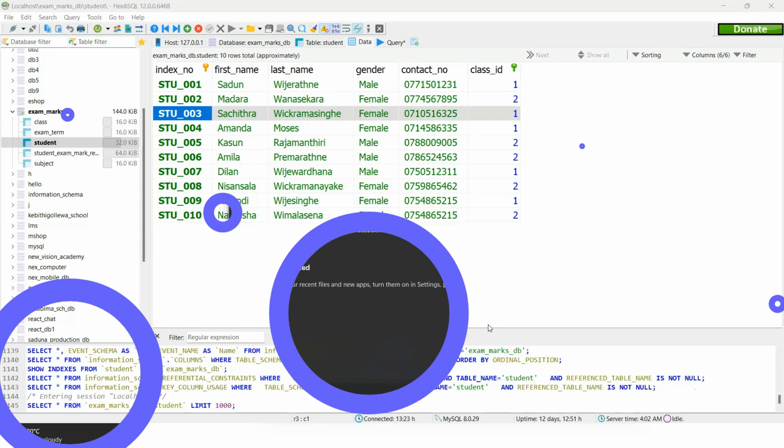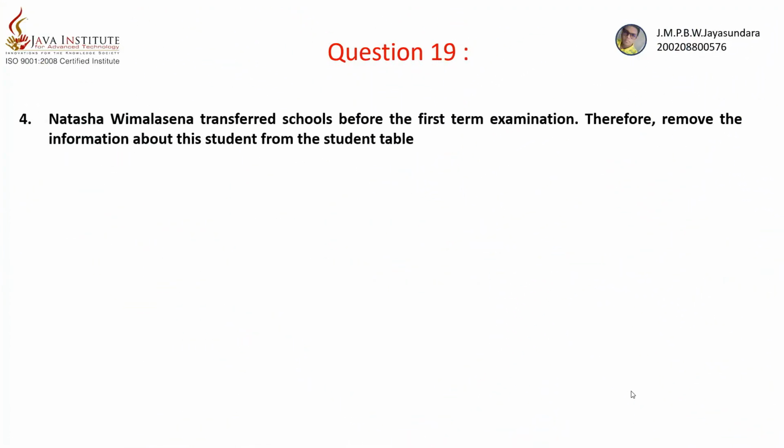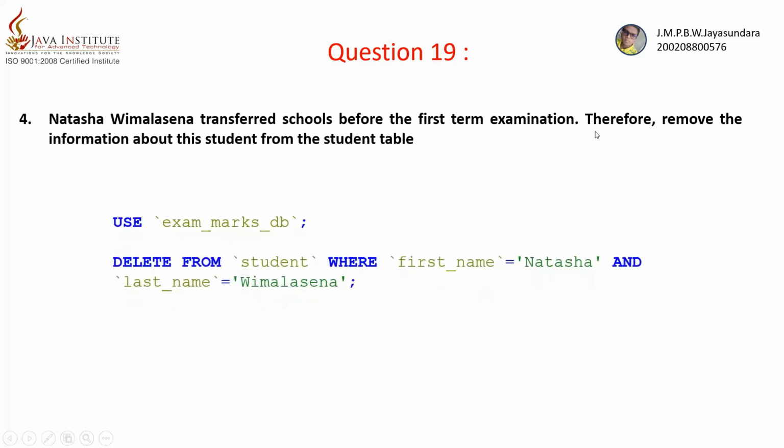So let's go back. Here we have our fourth question: Natasha Vimalasena transferred schools before the first term examination. Therefore, remove the information about this student from the student table. First, we need to define the database, then we can run a delete query. In the delete query, first we need to use the keyword delete, and then we need to define the table, and we have used the from keyword to do that.